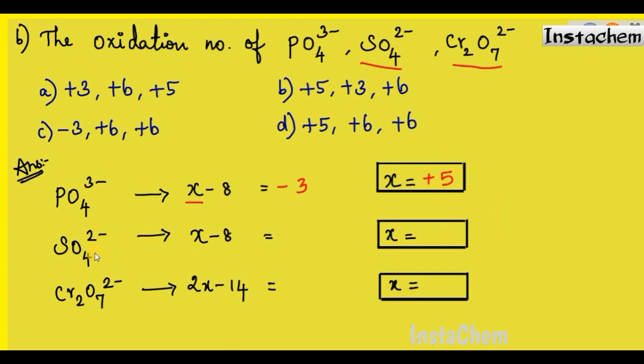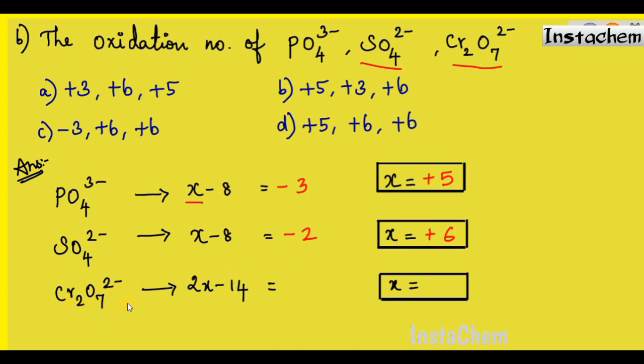Next case, SO4 2 minus, x for sulfur. For oxygen, minus 2 into 4, so we will get 8. That is equal to the charge on the ion, minus 2. So our answer x is equal to minus 2 plus 8. You will get plus 6. That is the oxidation number of sulfur in SO4 2 minus.